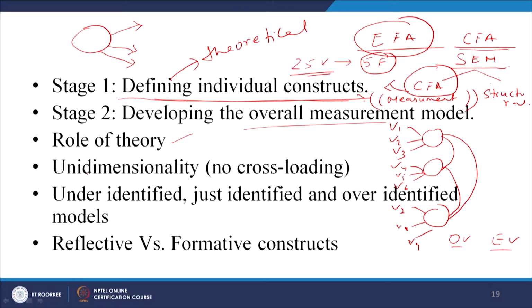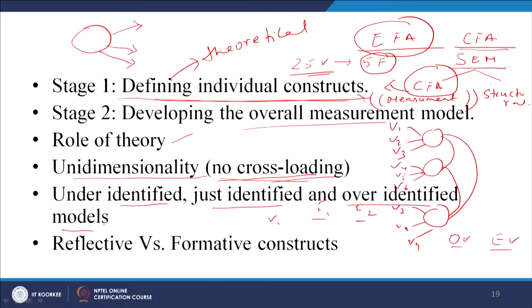Then we talked about unidimensionality. In exploratory factor analysis, we have seen that a variable can load into several factors. That means a variable may load into factor 1 and at the same time factor 2. But in CFA it is not possible. Because CFA evolves from theory, a variable can load into one and only one factor. It cannot go into the other factor, it is restricted. So, no cross loading is possible.